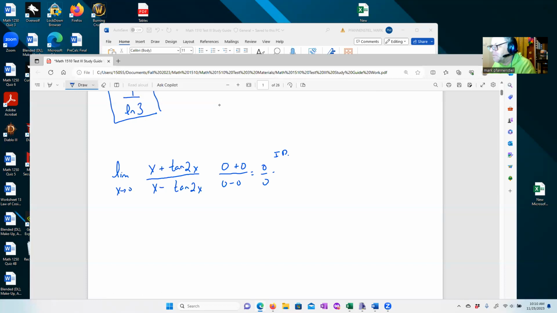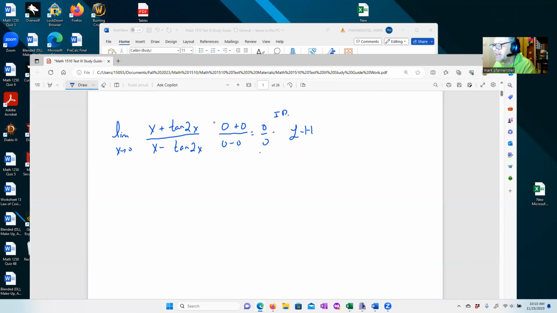So we checked it. Now we're going to go ahead and use L'Hopital's. Again, take the derivative of the top, x plus tangent 2x, divided by the derivative of the bottom. Again, we're not using the quotient rule, we're using L'Hopital's rule. So we're not taking the derivative of the function, we're taking the derivative of the top and the bottom separately like that.